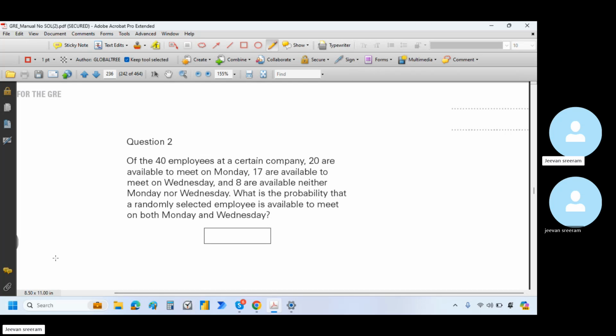How about this? Of 40 employees at a certain company, 20 are available on Monday to meet. 17 are available on Wednesday. 8 are available neither Monday nor Wednesday. What's the probability that a randomly selected employee is available to meet on both Monday and Wednesday? It's absolutely formula based.